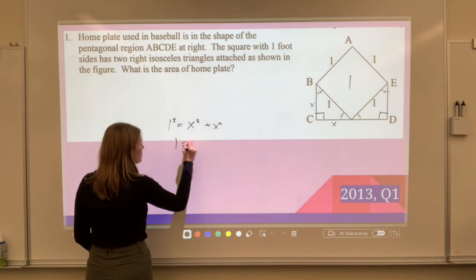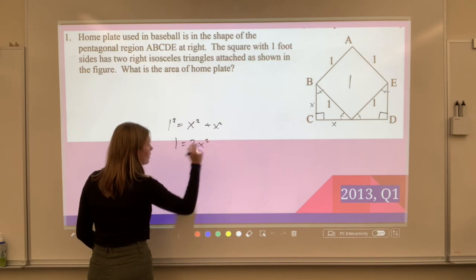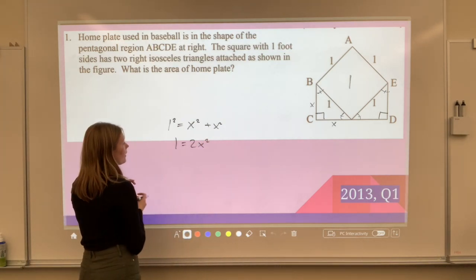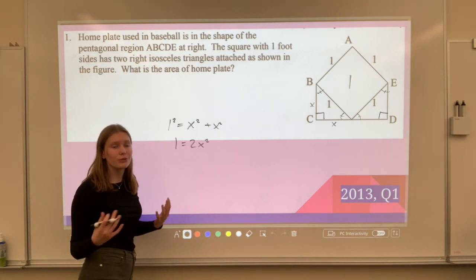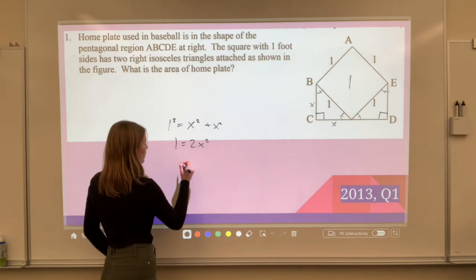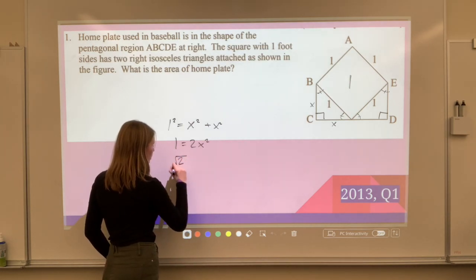Simplify that, 1 is equal to 2x squared. Divide both sides by 2. Take the square root. That gets you 1 over the square root of 2. Or, because you don't want to have the radical on the denominator, it's going to be equal to square root of 2 over 2.